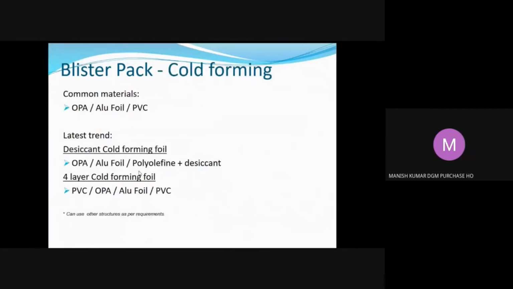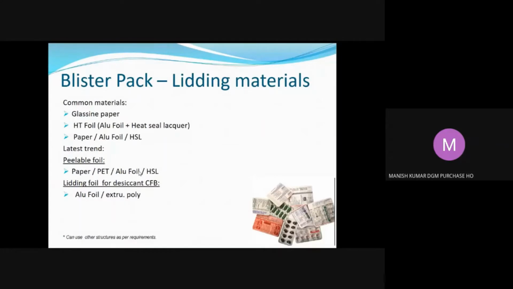And people are using 4-layer cold forming also. Instead of 3 layers, it is a 4-layer if you need the high barrier property for the product. It depends on your product requirement and marketing requirement. You can select any of the packaging material, any of the blisters here. And this was the forming structure.